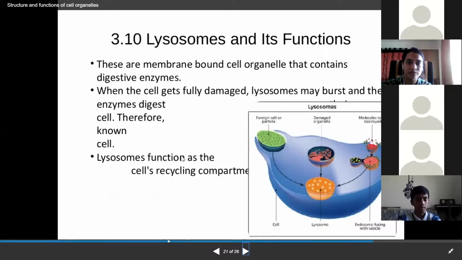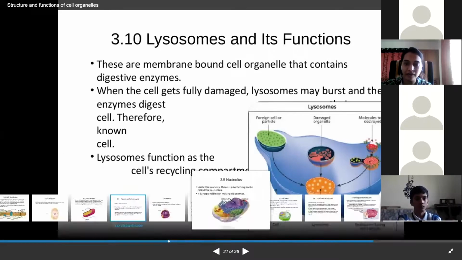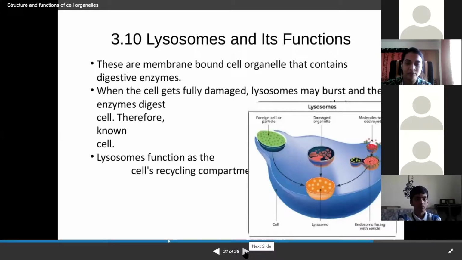Lysosomes. Now, what are lysosomes? We call them suicidal bags, because what do the lysosomes do? When the cell gets fully damaged, the lysosomes burst and the enzymes digest the cell. So the lysosome helps in cleansing of the cell, and whenever there is damage to the cell or a germ has intruded the cell, the lysosome helps in bursting and breaking up. So it's more like a suicidal bag. Its function is more to do with protection and recycling.